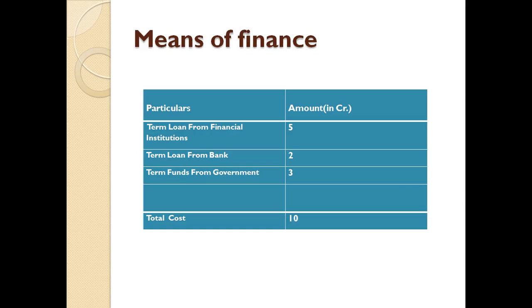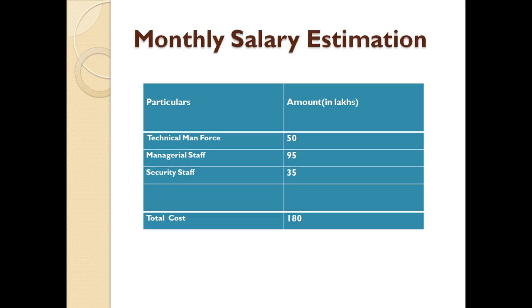We take financial support from financial institutions, from banks and from government, and it totals 10 crore. The monthly salary estimation is 180 lakh rupees, and it is further subdivided into technical manpower, managerial staff and security staff. Now socio-economic appraisal will be discussed.